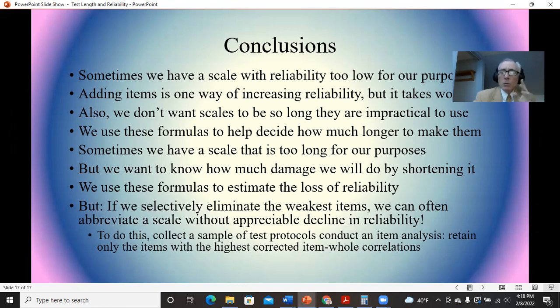But to do this, you have to collect a fresh set of test protocols and conduct a proper item analysis, and then you're done. And at that point, as we say, we're done too.